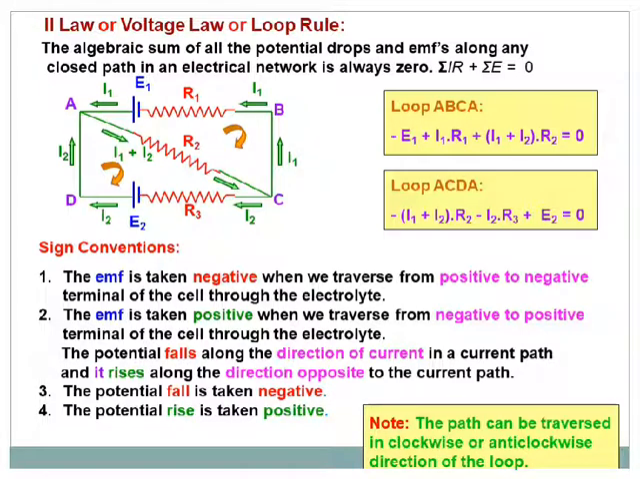So this is all about Kirchhoff's both laws. The first law is for current and the second law is for voltage. So we have studied both the laws. The first law states, as a mathematical statement, summation I is equal to 0, and the second law is for voltage, that is summation IR plus summation E is equal to 0.